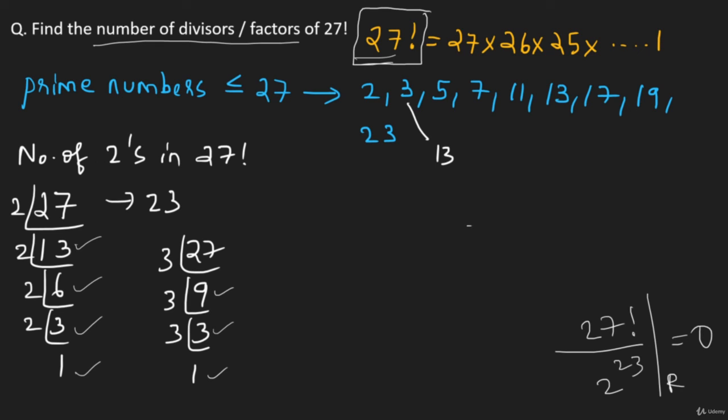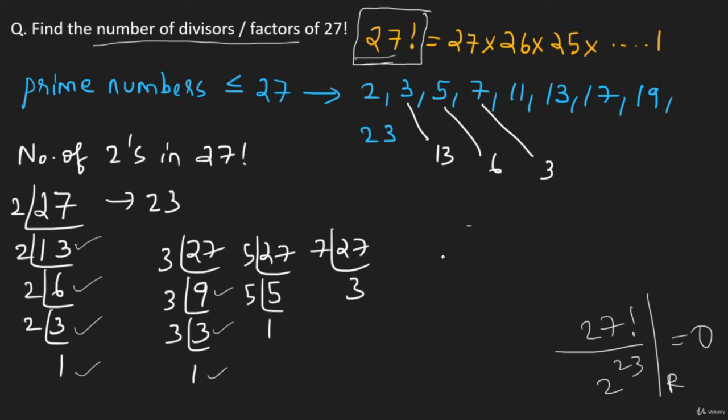Now let's do that for 5. So 27 by 5 gives me 5 as the quotient. 5 by 5 gives me a quotient of 1. Therefore, the highest power of 5 in 27 factorial is 6. Similarly, in the case of 7, 27 by 7 is equal to 3, and 3 by 7 gives me a quotient of 0. So I stop over here. The highest power of 7 in 27 factorial is 3. All right, let's go on.